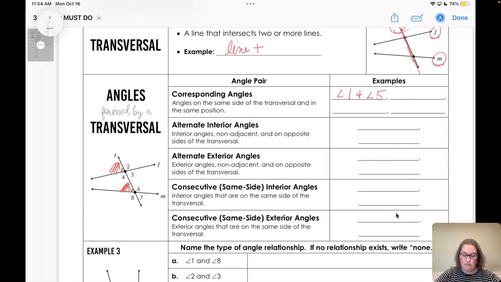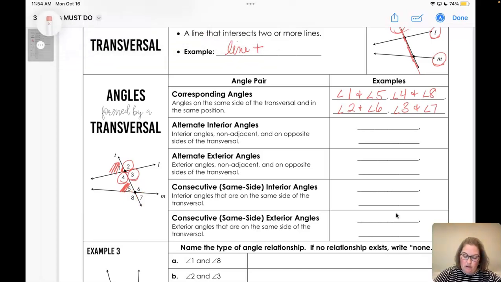Some other sets would be 4 and 8. Then 2 and 6. And lastly, 3 and 7 are the corresponding angles. Same side of the transversal in the same position.